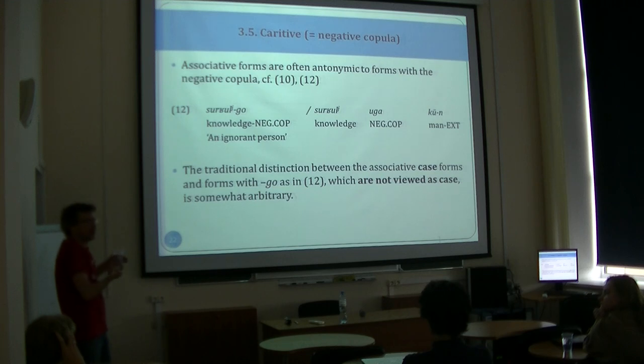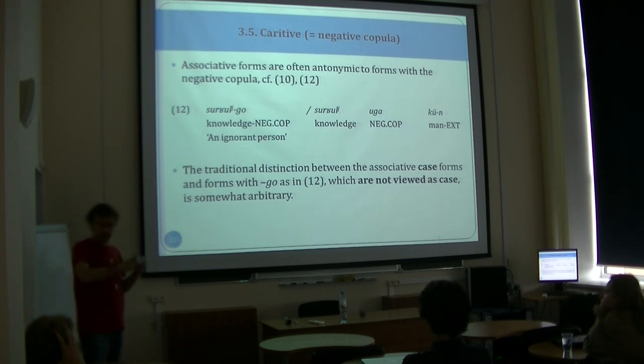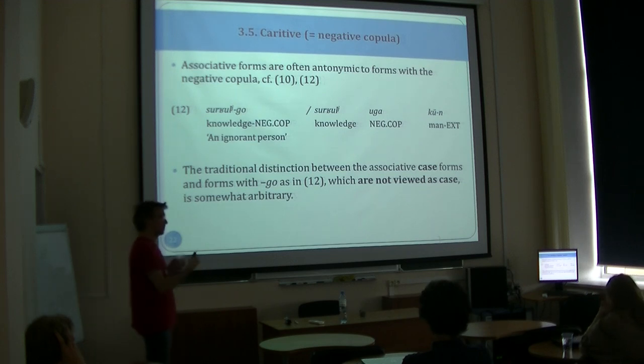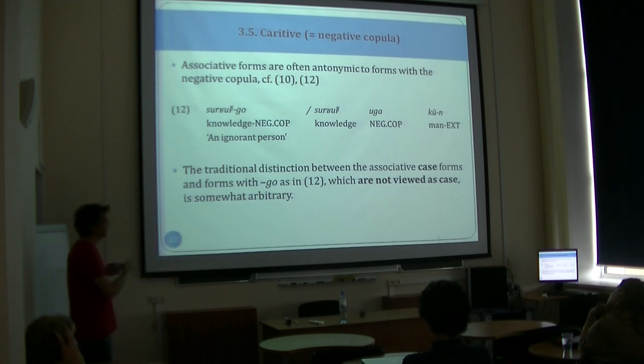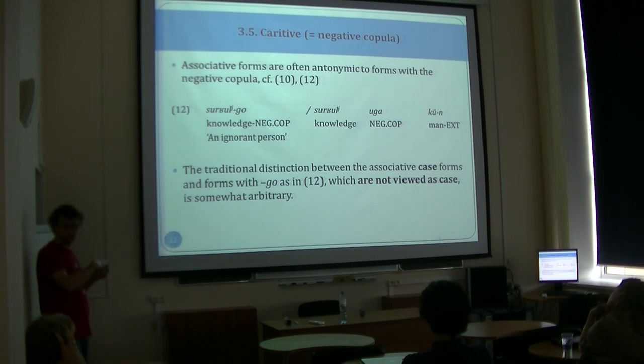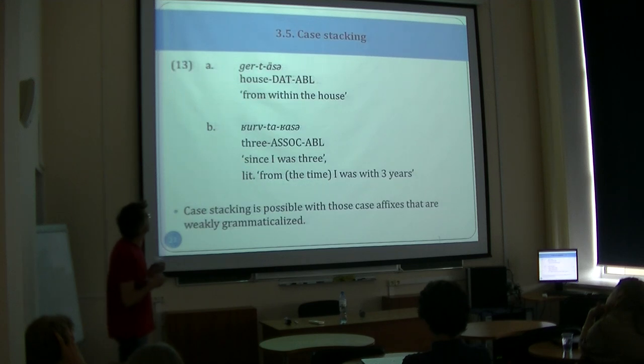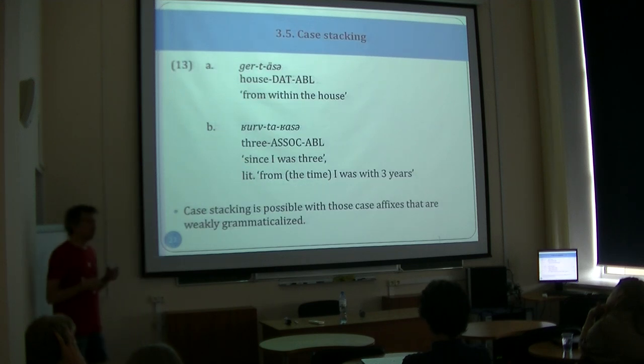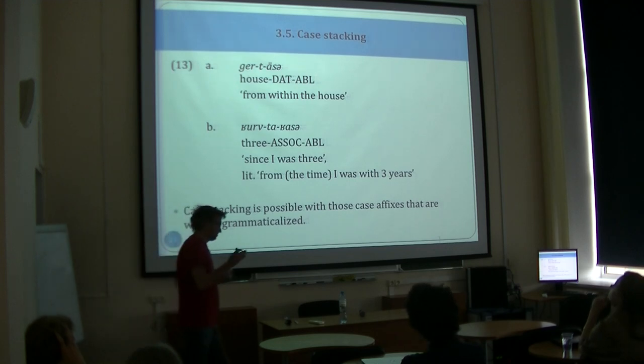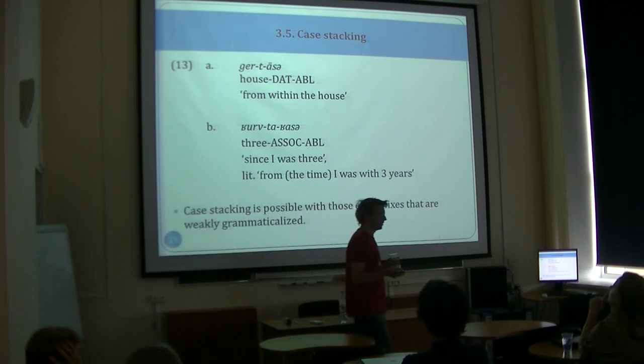So that's one of the reasons we made that arbitrary decision to not treat this one as a case affix, although in many contexts it's very valuable. So a child, a person with knowledge, a person without knowledge, a woman with children, a woman without children, and so forth. And it also allows for modifiers sometimes, but limitedly. So that's something which has to be discussed.